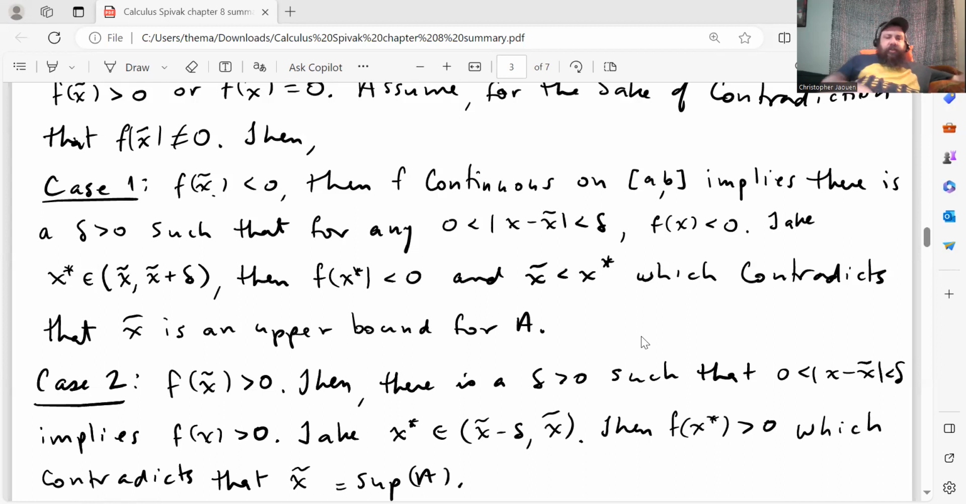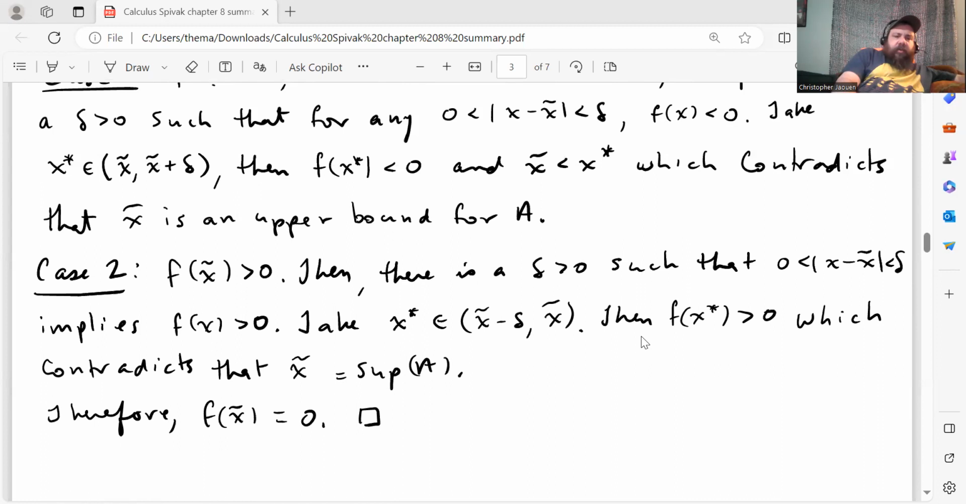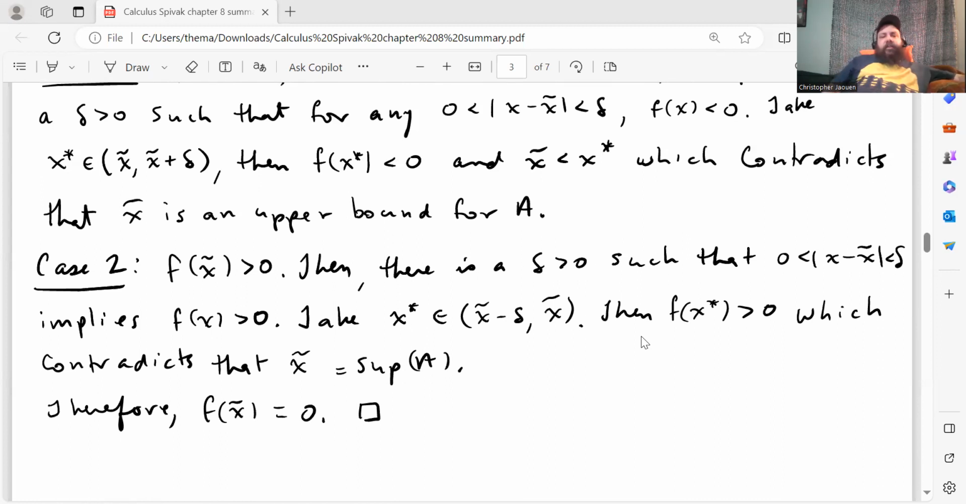So that's a contradiction. Right, so let's try, maybe it's case 2 that works. So case 2 would be f of x tilde is greater than 0. Then there's a delta greater than 0, such that 0 less than absolute value x minus x tilde less than delta implies f of x is greater than 0, sorry.